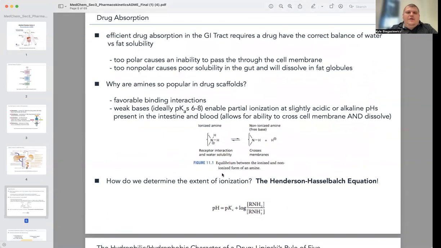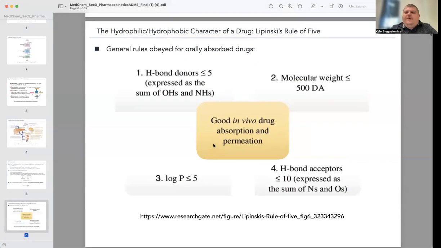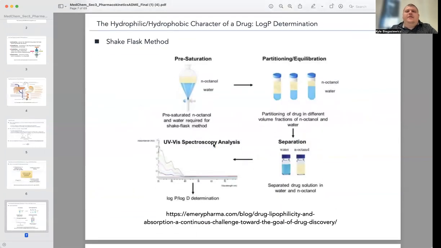Drug absorption, understanding that amines in particular, why they're so valuable in drug discovery and drug development would be important. Knowing Lipinski's rules of 5 will definitely be important. So know slide 6. Slide 7, the log P determination is not going to be particularly important. You could visit the slide for a couple seconds, but you can pretty much X this one out.